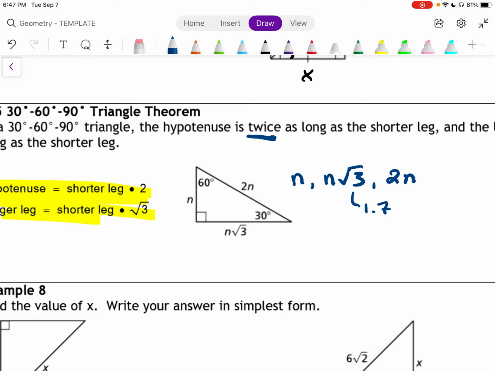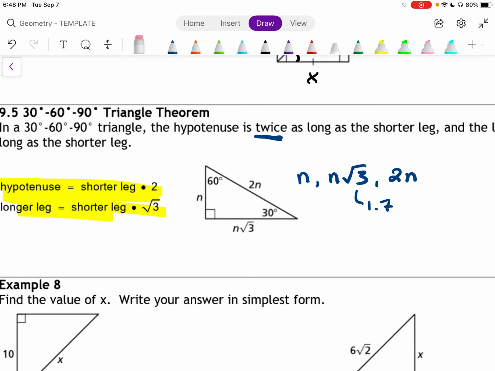Notice that we have the largest angle, the 90-degree angle, opposite the largest side. That's the 2n. The second largest angle is the 60-degree angle. It is opposite the n root 3, which is the second smallest, the middle side length. And then we have the smallest angle, the 30, and it is opposite the smallest side length. All right, so it's good to remember that.